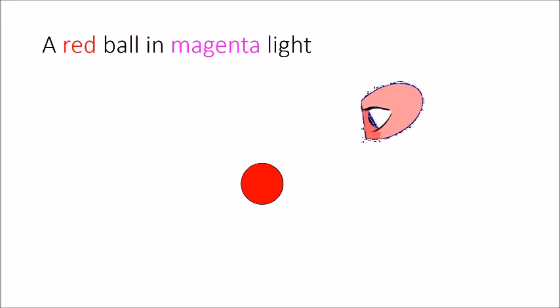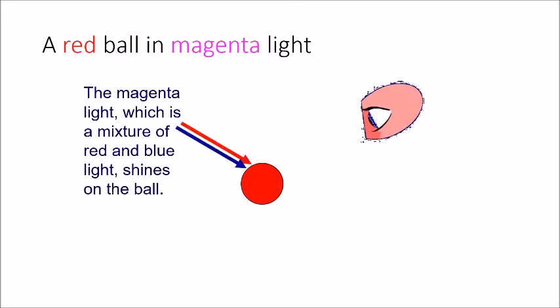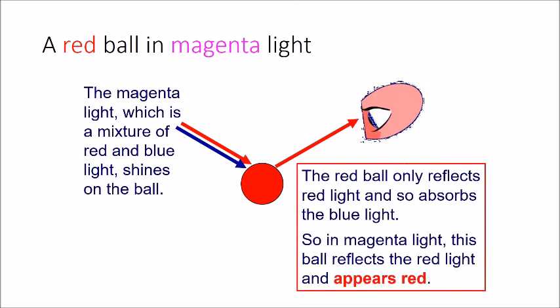A red ball in magenta light is going to appear red. Why, you ask me? It's because magenta is a mixture of red and blue lights. So you're going to have red and blue light shining on the red ball, but the red ball is going to absorb the blue light and only reflect the red light. So even though it's magenta colored light, the ball is going to look red still because it's absorbing the blue light.